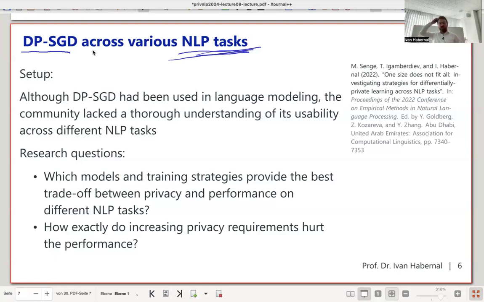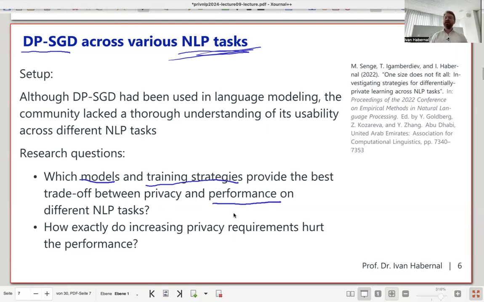So in this particular research, we're asking: we have this hammer, DPSGD, so we know you can take a data set and train on it so that no single example from the data set should be leaked. Awesome. How will it work for what we know in NLP? In NLP, we have hundreds of different tasks and hundreds of different architectures, from simple networks up to GPT, and different training scenarios. So we're asking which training strategies and which models are actually the best for the trade-off between privacy and performance?